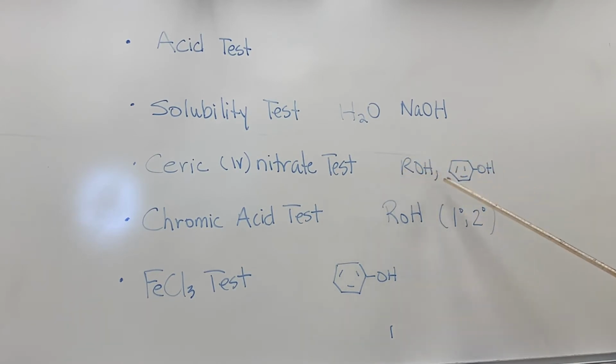If you have an alcohol that has more than 10 carbons, you may get a negative test. So this is a little bit sensitive as to how many carbons can be contained within the molecule. We'll be looking at a color change there.